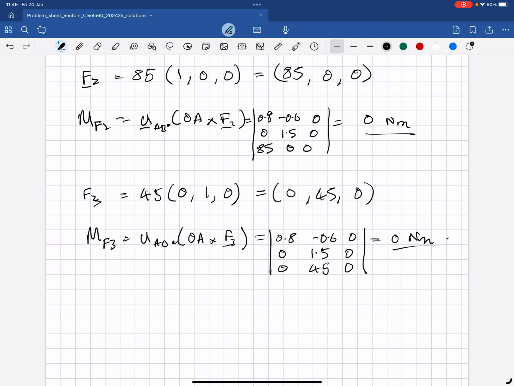Well, they're 0 because they're in the same plane as the line AB. So any vector that is acting in the plane of the line, along a point on the line, is going to cause 0 moment. So with 0, we can determine that straight away before doing the calculation. It's good to do the calculation to show that.